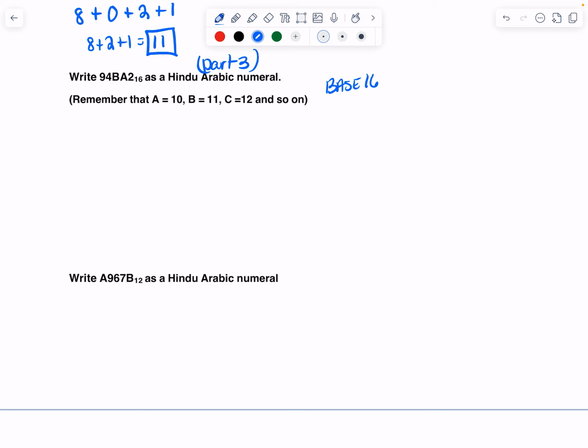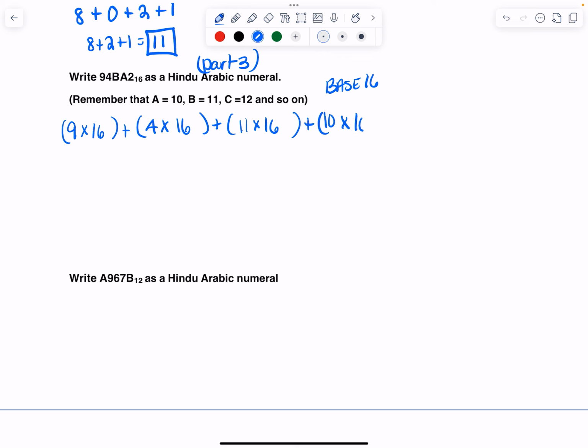So the first thing I'm going to do is break this up. So 9 times 16 to the power plus 4 times 16 to the power plus. Now instead of writing B, I know B equals 11. So I'm going to put 11 times 16 to the power plus. Now I'm on the A, which is 10. 10 times 16 to the power plus 2 times 16 to the power.